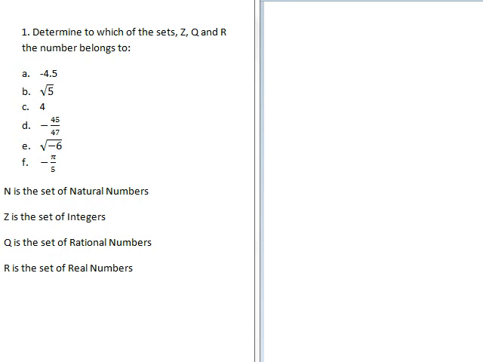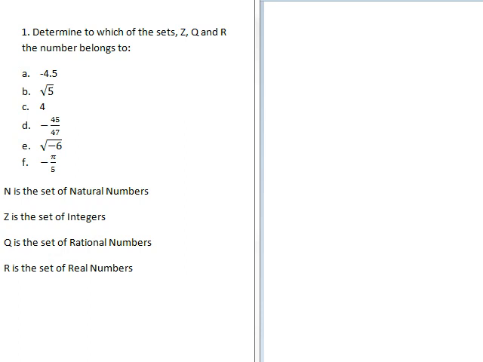So, the first question was asking you to determine which of the sets, N, Z, Q, or R, a number belongs to. Now, N is the set of natural numbers, Z is the set of integers, Q is the set of rational numbers, and R is the set of real numbers. A couple of things we have to remember before we even start is that if something is in the set of natural numbers, it's automatically in all the other sets too. Same with integers. If something's an integer, then it's not necessarily a natural number, but it will be a rational number and a real number.